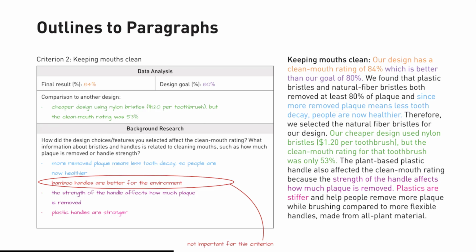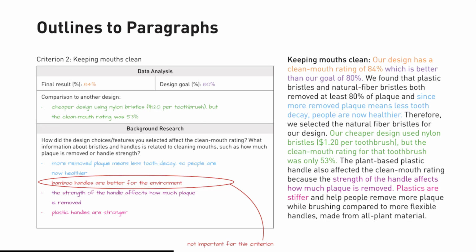Let's look at the data analysis section of the outline first. Where did the information from the outline end up in the paragraph? Our design has a clean mouth rating of 84%, which is better than our goal of 80%. This shows how the final result and the goal were combined into one strong sentence. The comparison to another design shows up in a later sentence, shown in green. Our cheaper design used nylon bristles, $1.20 per toothbrush, but the clean mouth rating for that toothbrush was only 53%.